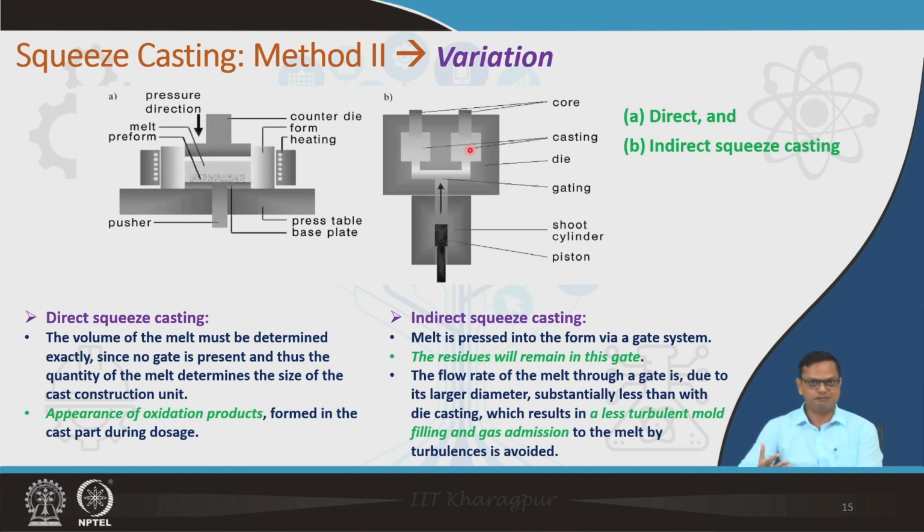I hope you understand this point: here it is a single channel, here there are multiple channels through which the liquid is flowing. So the pressure gets distributed as it goes through multiple channels. Ultimately the turbulence in the melt would be less, and once the turbulence is less, obviously the gas entrapment is less. These entrapped gases act as pores and lead to porosities. So the amount of porosity will also be less in the case of indirect squeeze casting.